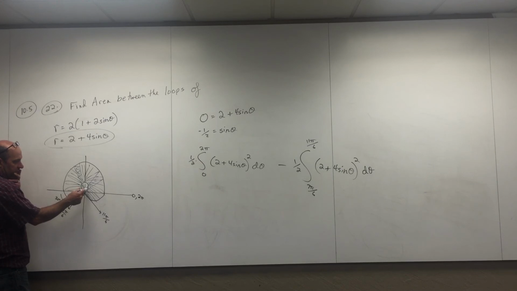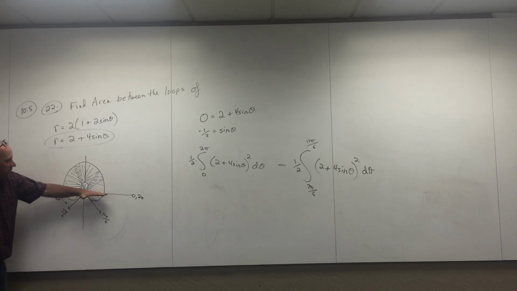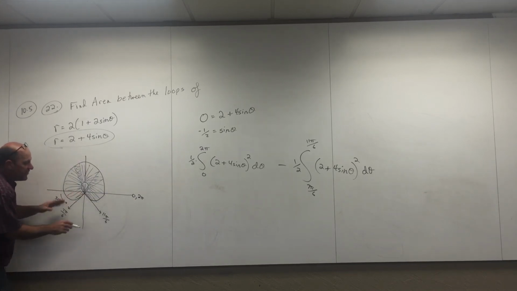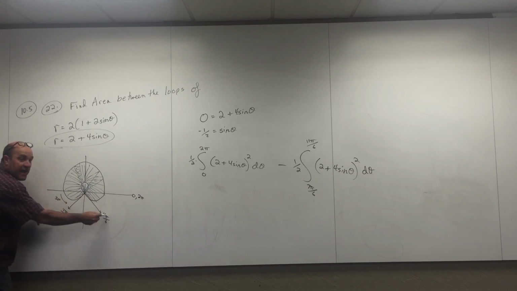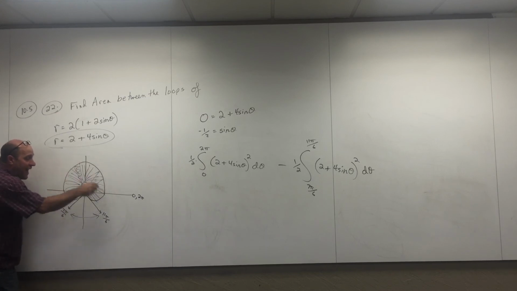I'm getting the inner loop, even if I just go from 0 to 7 pi over 6. Even if I thought I was not, let's not do this. Let's just go from negative pi over 6 and stop at 7 pi over 6. I'm still getting the inner loop. Then when I go from 0 to 2 pi, I'm doing the inner loop twice.